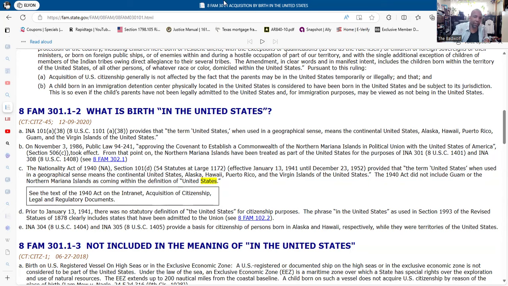All right, so check it out. Let's get that heat. Let's move a little forward. States. See the text of the 1940 Act on the Internet, Acquisition of Citizenship, Legal and Regulatory Documents. D. Prior to January 13, 1941, there was no statutory definition of the United States for citizenship purposes. Listen to what they're saying. Prior to 1941, there was no statutory, statutes, corporate. There was no definition of, now look, they got quotations, the United States, quotation, for citizenship purposes.